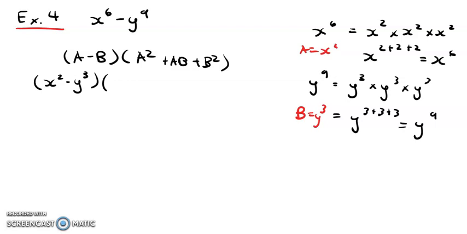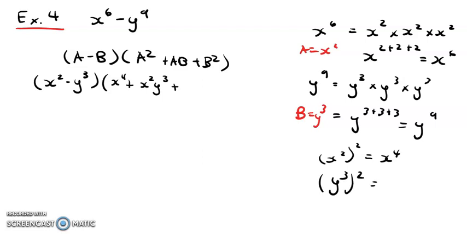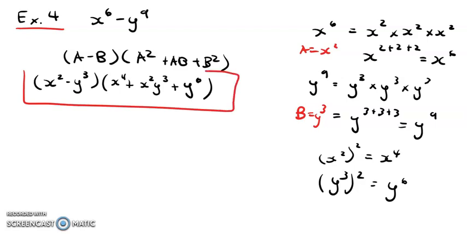And then x squared, squared, so if we have this over here, that gives us x to the 4th, so x to the 4th, plus x squared times y cubed, and then plus we have y cubed squared. That's going to give us y to the 6th, so plus y to the 6th. And that's how we would factor this.